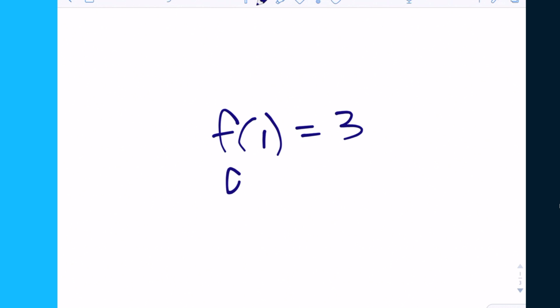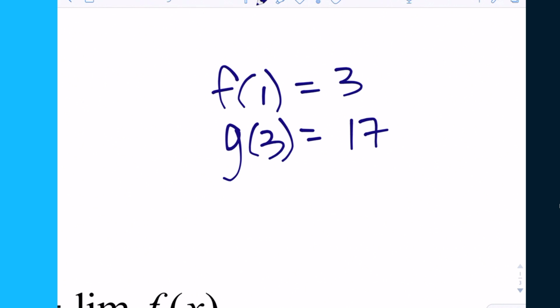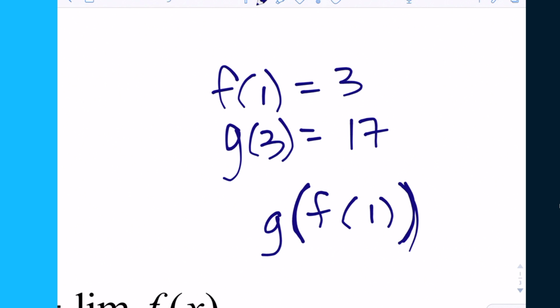So to set the table for that, let's say I have f of 1 equals 3 and g of 3 equals 17. And if I ask you to evaluate g of f of 1, how would you do that? You would multiply 3 by 17? Well, careful. This is not g times f of 1. This is g of f of 1. So it's composition. So you would actually have to work from the inside out.